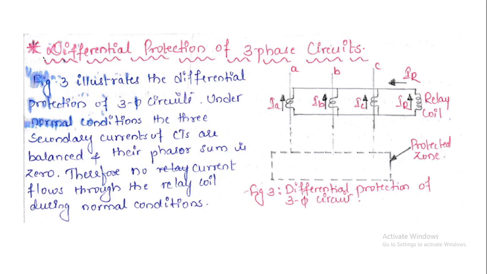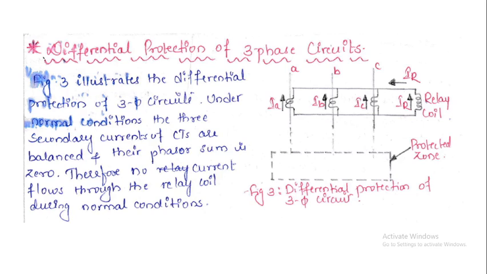This is a figure representing three lines, three phases A, B, C, to which the CTs are connected, and the currents are marked as IA, IB, IC. This is a differential protection relay, which is going to operate depending upon the values of these currents. This is a relay coil which we have shown, and this is the protected zone. So figure 3 illustrates the differential protection of a three-phase circuit.